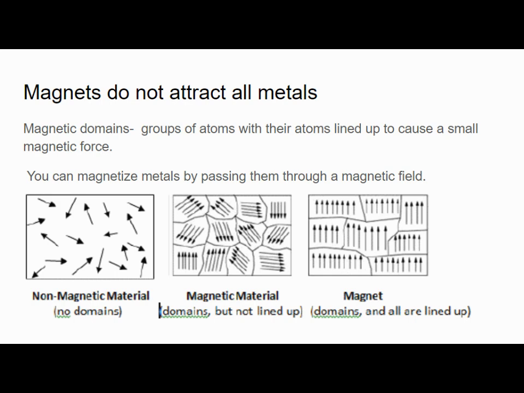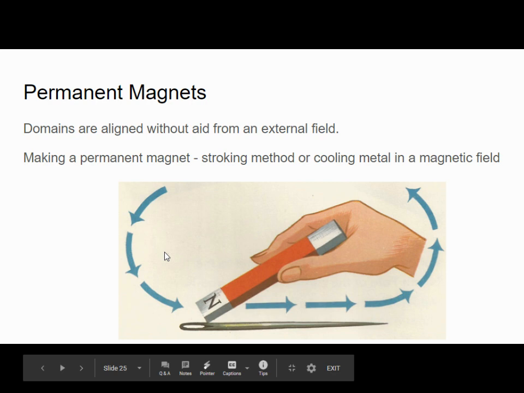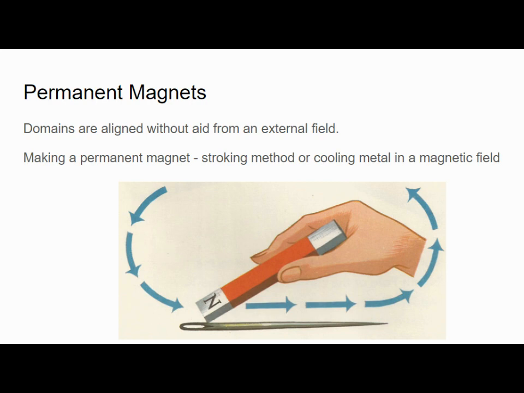The magnet itself is lined in a specific direction. So when we put something on a metal object and that magnet stays there, that's why they stay in one position. The magnetic material will be able to gather in whatever the magnet is bringing. Domains are aligned without aid of an external force in a permanent magnet. So the magnets that hold up the paper on my board or the things on your fridge are permanent magnets. Stroking a metal, or cooling a metal in a magnetic field, can make a permanent magnet.